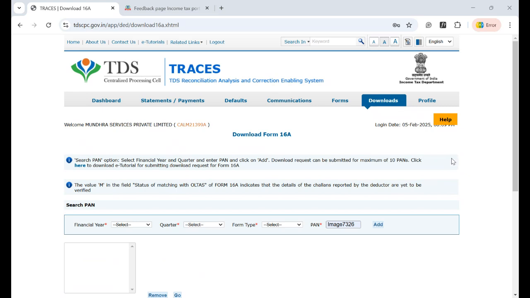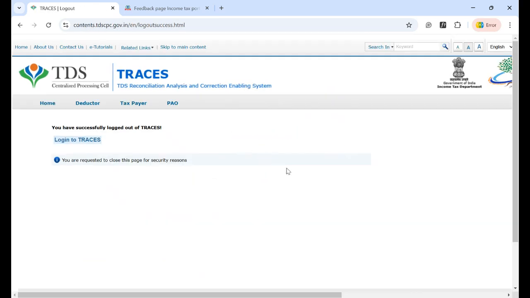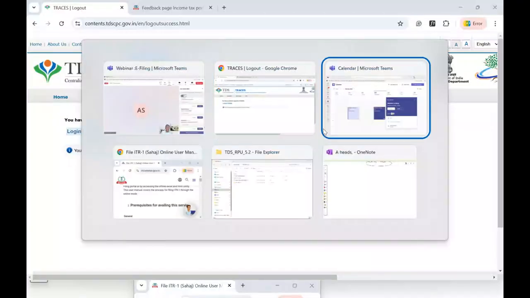Now, one more thing. I'm logged out from this system. Now, one more thing we are required to discuss is how to file form number 24Q. Why, when is form number 24Q required? 24Q is required when we are deducting TDS against salary.